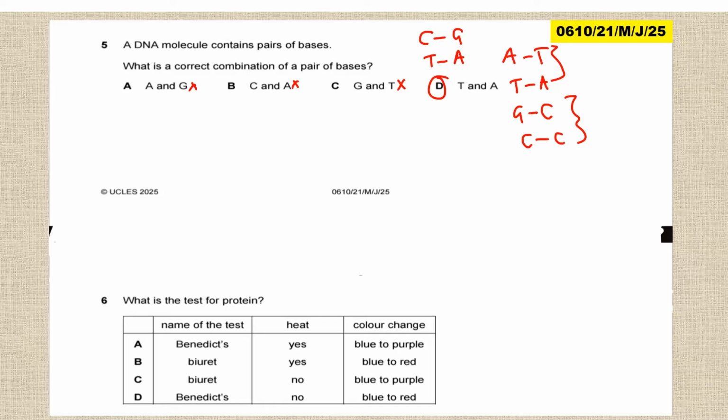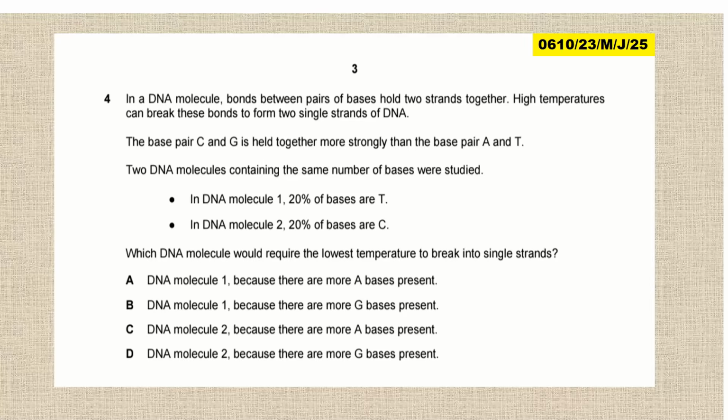What is the test for proteins? So question 6, the same year. What is the test for protein? So name of the test. So the name of the test is Biuret. So we don't care about Benedict and also Benedict there. So it's Biuret. Does it require heating? No. I said only reducing sugars or Benedict requires heating. Then what is the color? Blue to purple. So the answer here is C. Look at how the question comes.